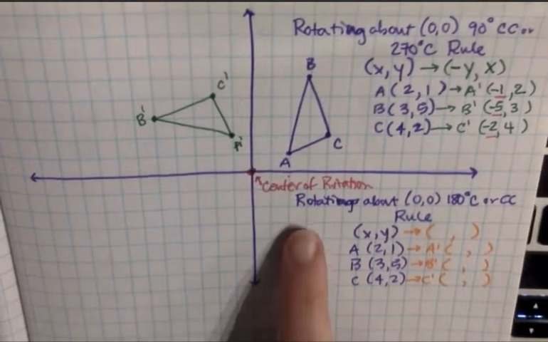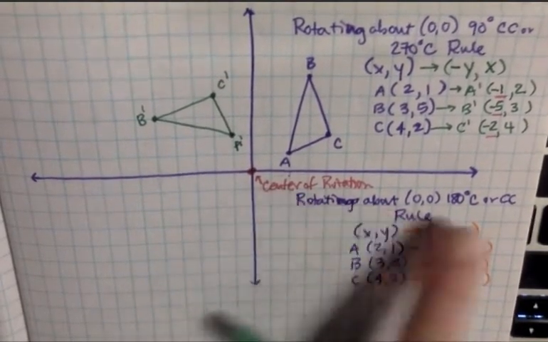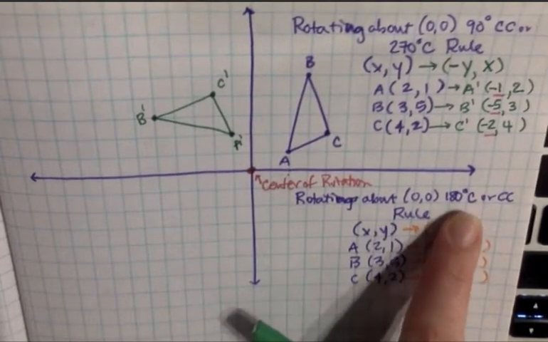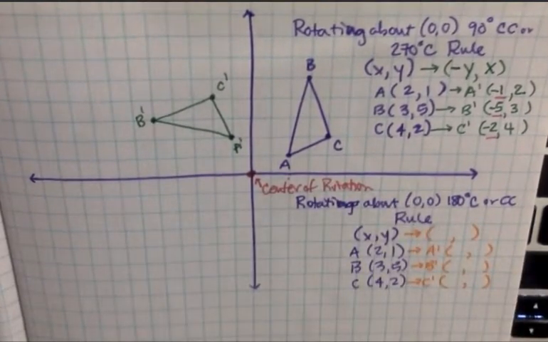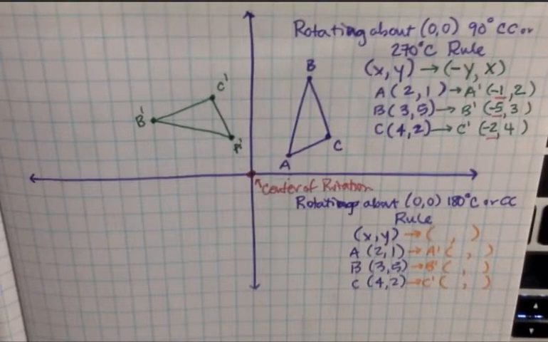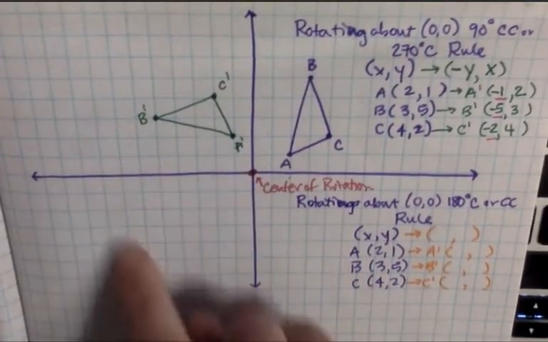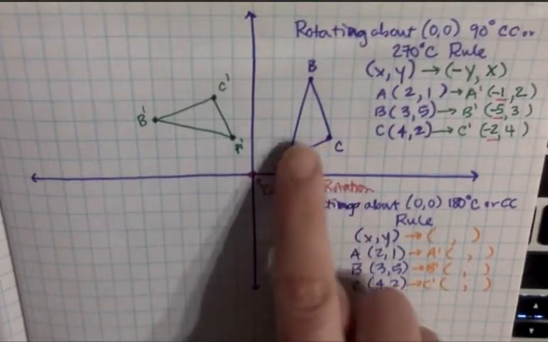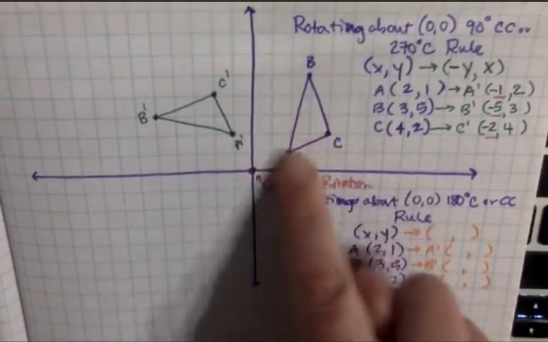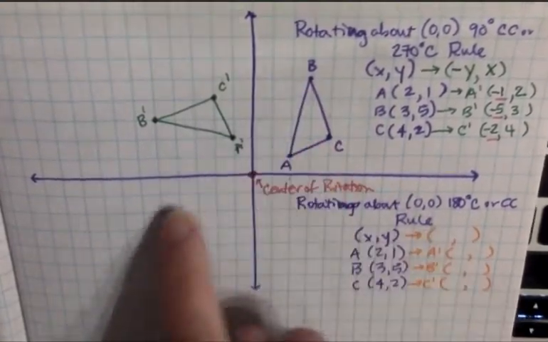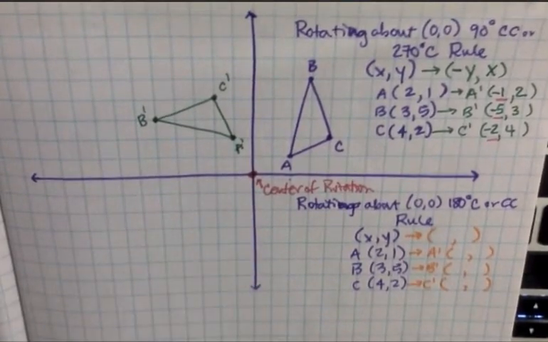So now let's look at rotating about the point 0, 0, 180 degrees clockwise or counterclockwise. It truly doesn't matter if we're going clockwise or counterclockwise when we're looking at 180 degrees, because truly all we're doing is bringing it to the exact same spot. In this case, we're going to be bringing this ABC triangle over into quadrant 3 this time.